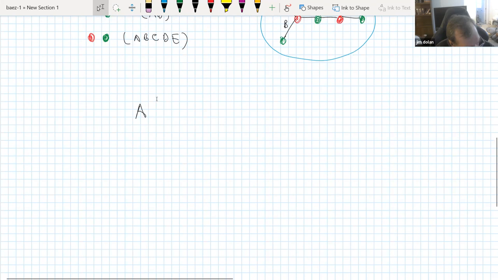A, B, C, and then A, C is equal to A, B, C, I think. Yeah, so I think this is the red one. This is the green one, I think. And this is the red followed by the green. And the picture looks like what?